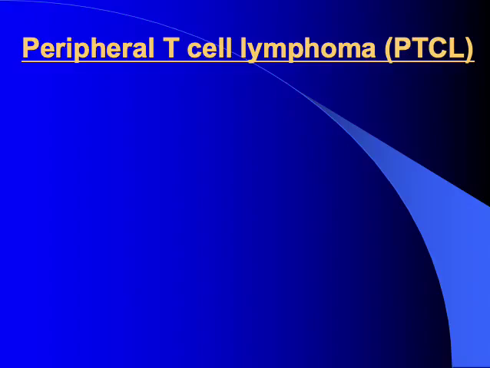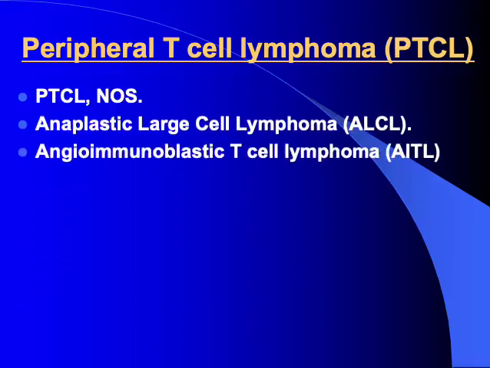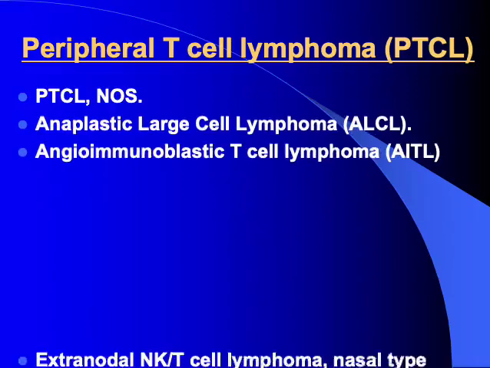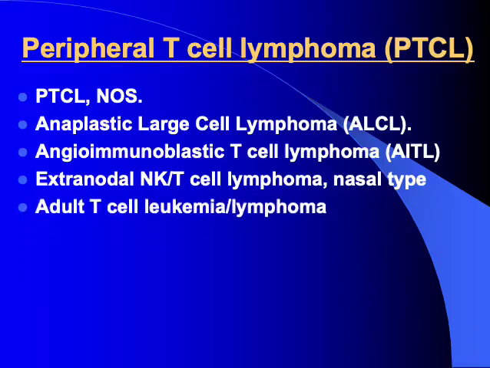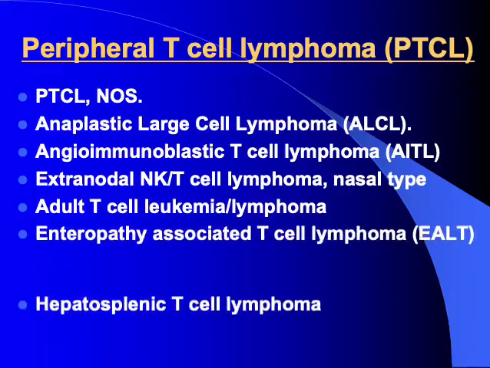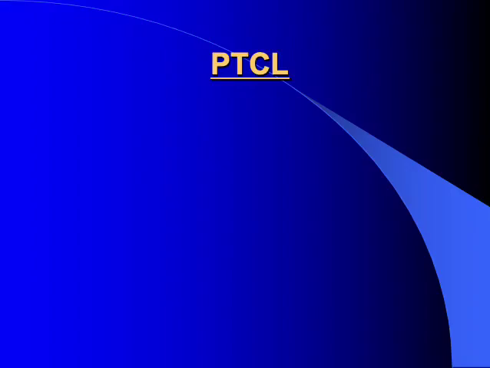We'll start with peripheral T cell lymphoma, PTCL. There are several types listed here: the anaplastic large cell lymphoma, angioimmunoblastic T cell lymphoma, AITL, extranodal natural killer T cell lymphoma, nasal type, adult T cell lymphoma leukemia. So these are the types of the T cell lymphoma. Peripheral T cell lymphoma is less than 15% of non-Hodgkin lymphoma.